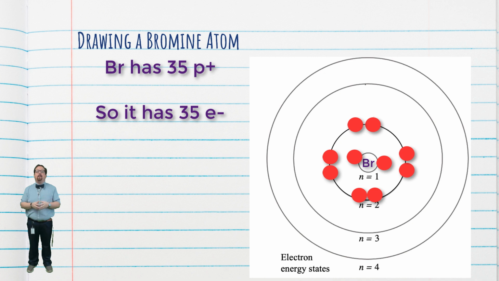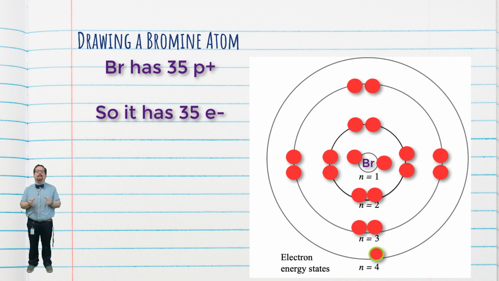The n equals 3 level can hold 18 electrons, but I'm only going to place 8 in it at first, leaving me with 17 left. Since I can only have 8 electrons in my valence shell, and n equals 3 is my valence shell currently, I cannot put any more electrons in that level yet. What I can do is go ahead and place 1 up in the n equals 4 level.